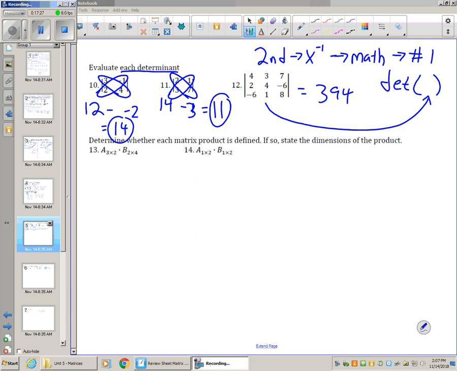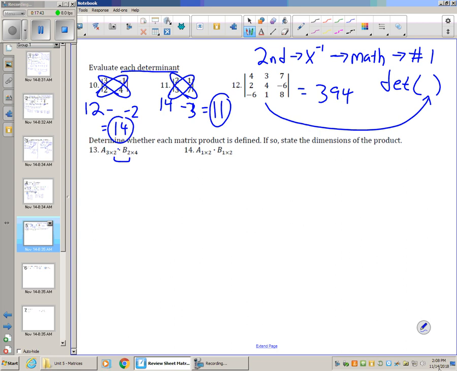All right, number 13 and 14 are gimme points. It says determine whether each matrix product is defined. If so, state the dimensions of the product. A times B. Remember, in order to do these problems, the inner dimensions have to be the same.